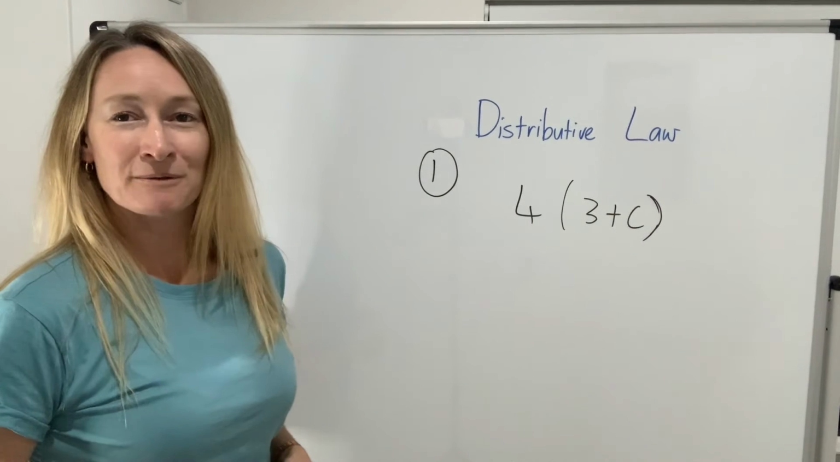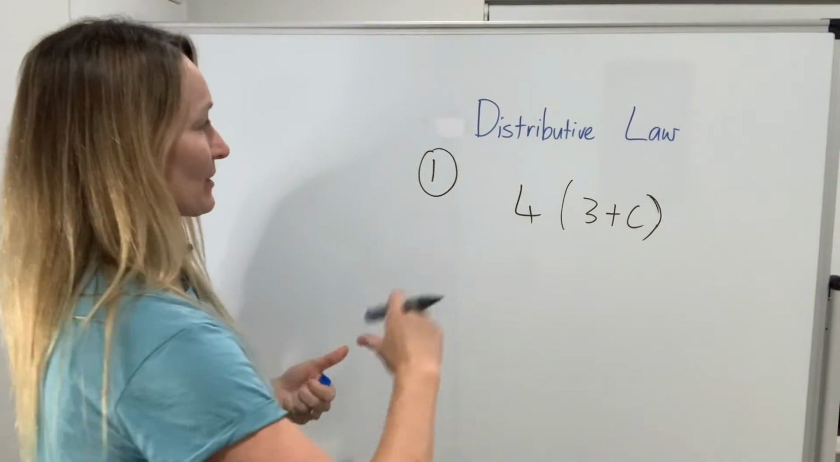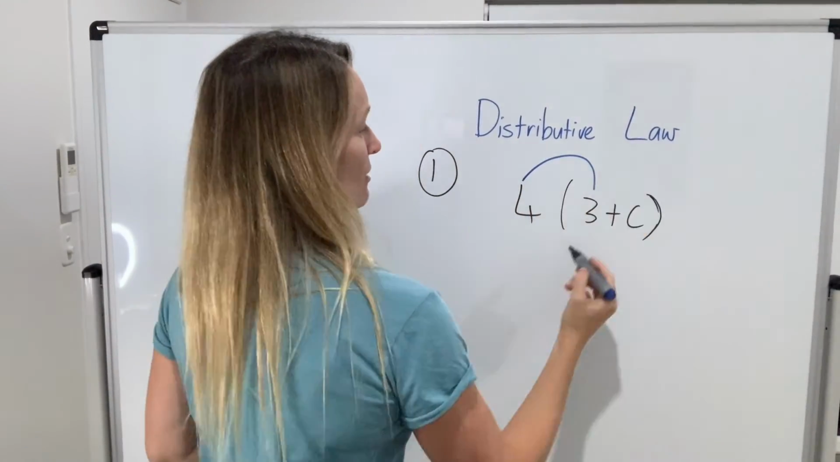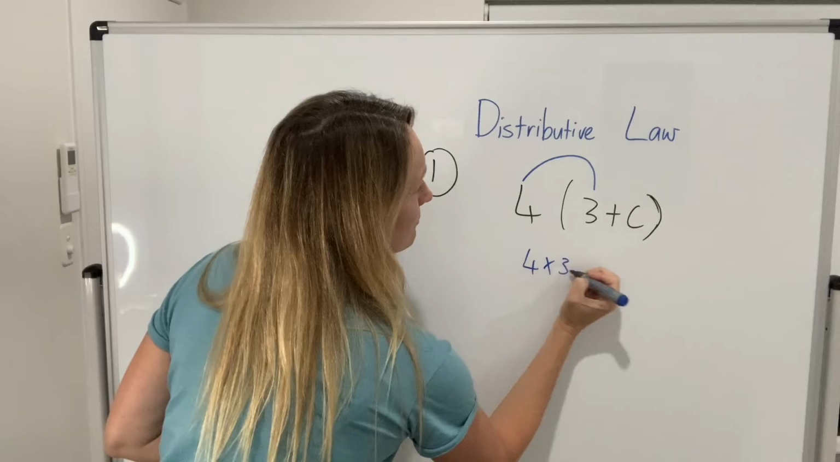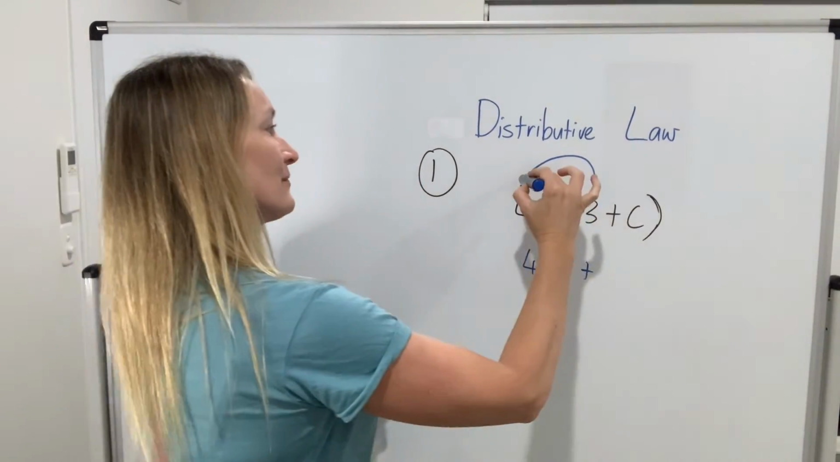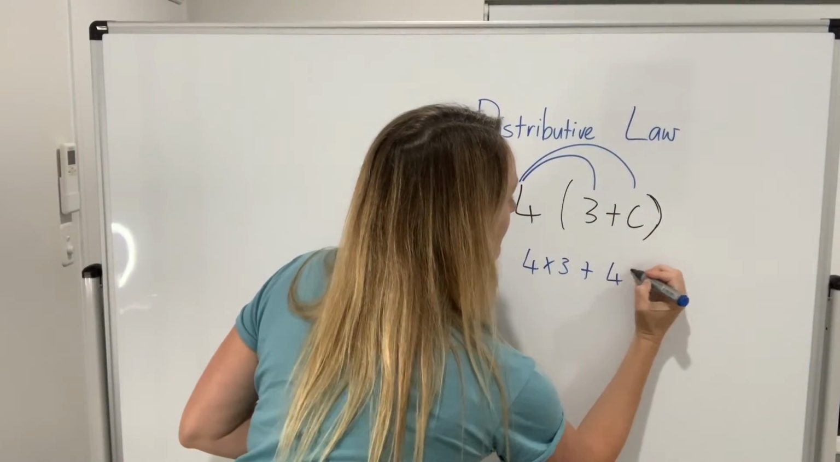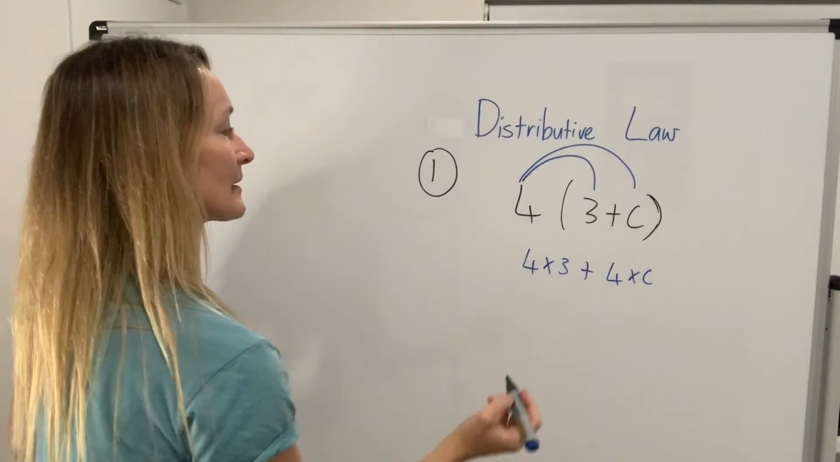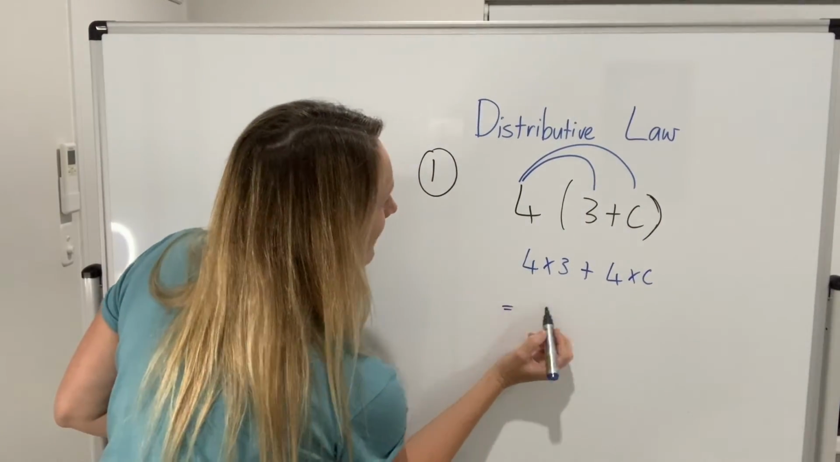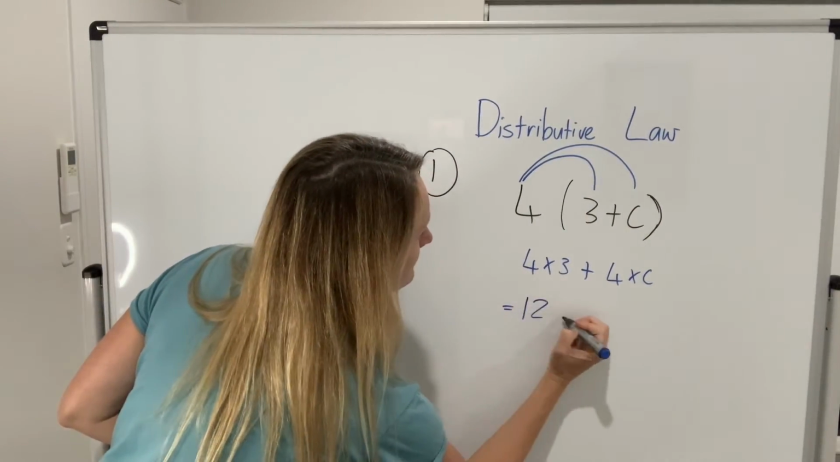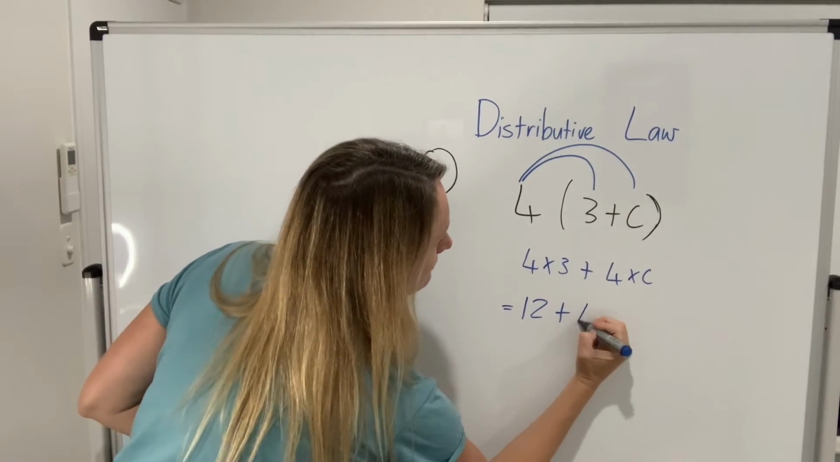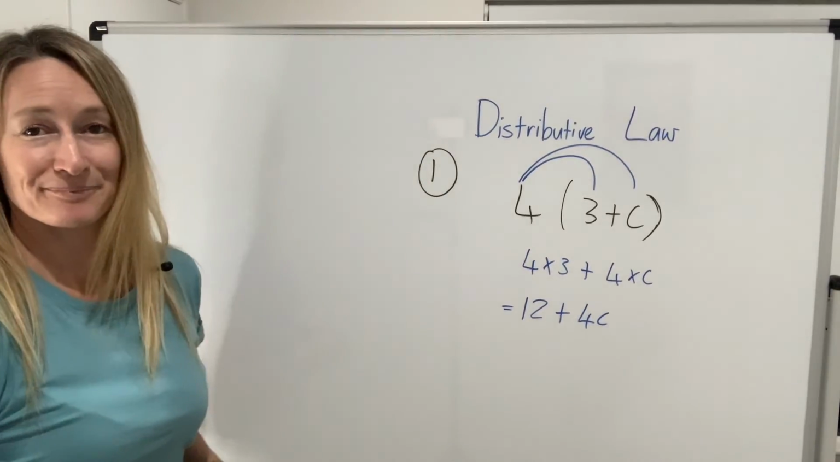Let's check how you went with your practice questions. So you should have done 4 multiplied by 3 plus the 4 multiplied by C. Okay, so from there that equals 4 times 3 is 12 plus 4C.